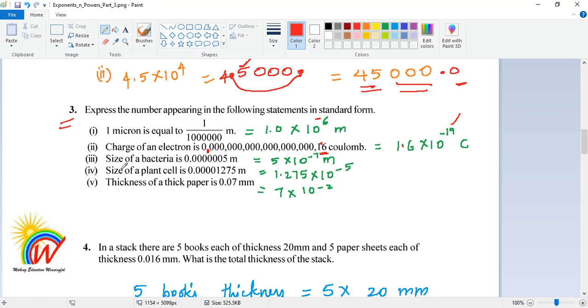Okay. Now see, size of the bacteria is this. So 5, the point from here should go after the 5. Okay. So 5 into 10 to the power of how many numbers are there? 1, 2, 3, 4, 5, 6, 7. So 10 to the power of minus 7. Alright. Now here you see again this will also be 1, 2, 3, 4, 5. So 1.275 into 10 to the power of minus 5. This is going to be just moving 1 and 2 points to the right. So 7 into 10 to the power of minus 2.